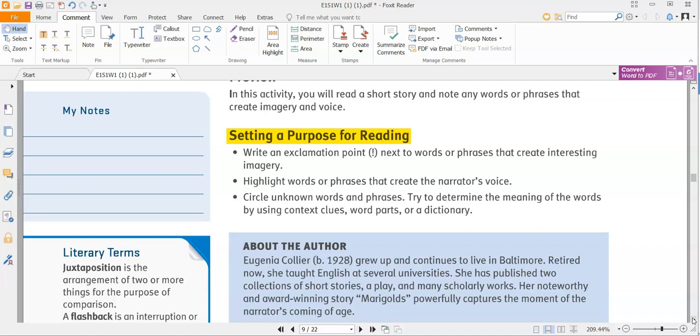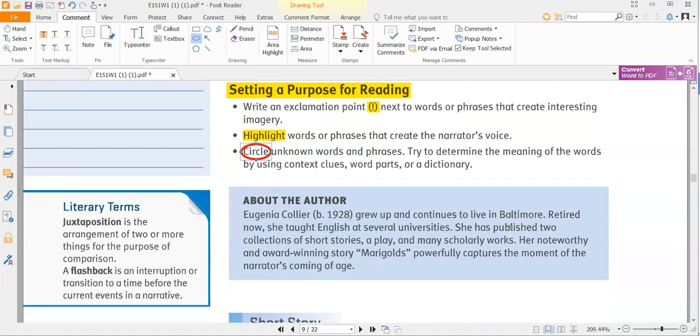So we are going to be annotating in the following ways. We're going to be writing an exclamation point next to words or phrases that create interesting imagery. Now remember, imagery is the 5 senses, okay? And figurative language. So exclamation point next to words or phrases that create interesting imagery. We're going to highlight words or phrases that create the narrator's voice, meaning something that seems really unique to this narrator based on the patterns of their style. And then we're going to circle unknown words or phrases. Try to determine the meaning by using context clues, word parts, or a dictionary.